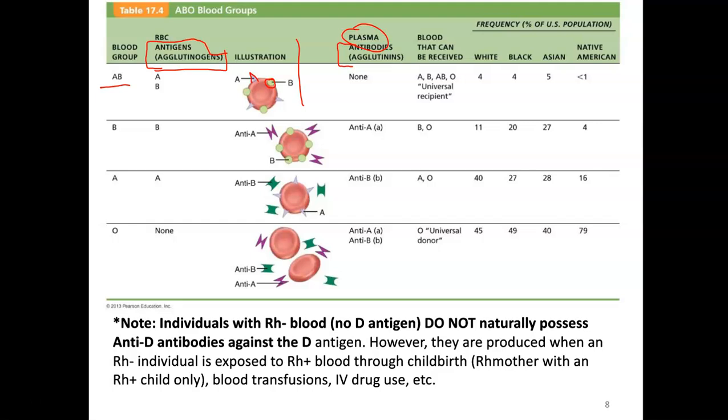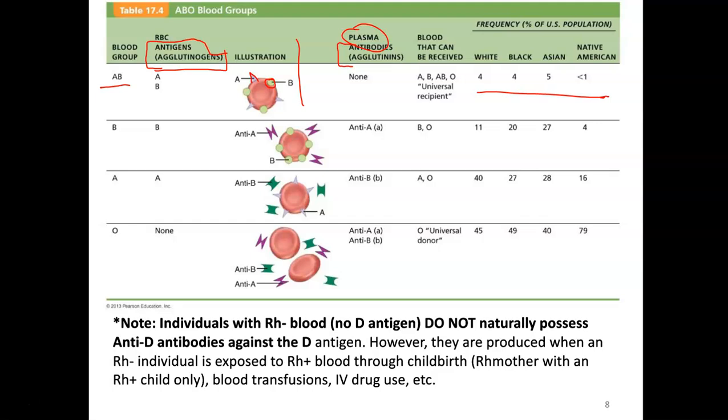For type AB blood, both A and B antigens are found on the plasma membrane, and there are no antibodies for A and B found in the plasma. So what does this mean? This means that any blood type, A, B, AB, and even O, can donate to type AB blood recipients. And then on the far right, you have the frequency in the U.S. population, and it's even broken down by different races.